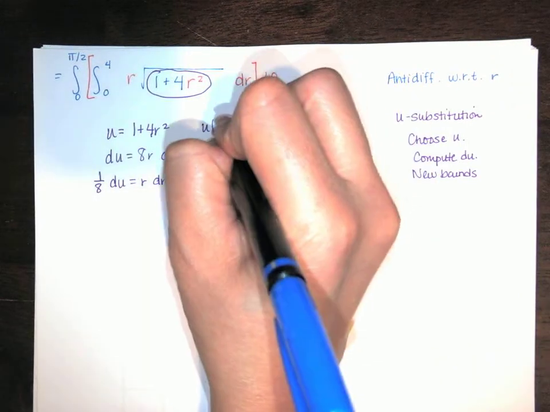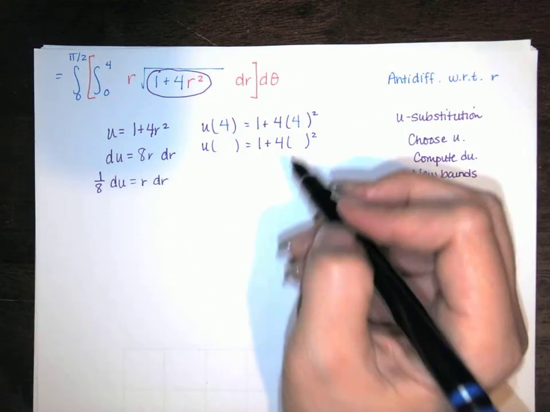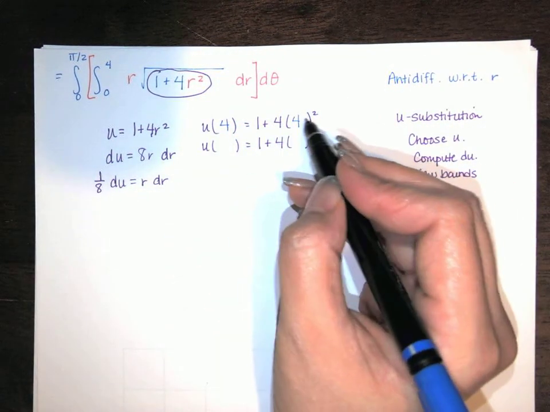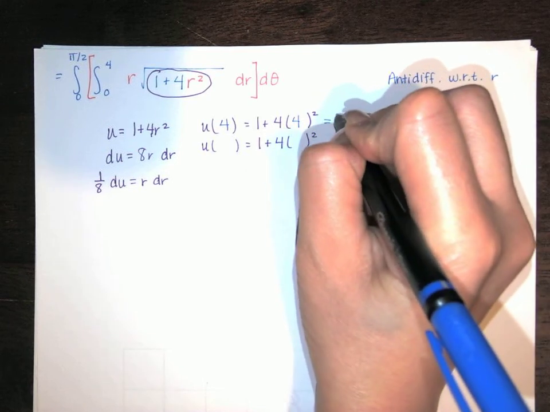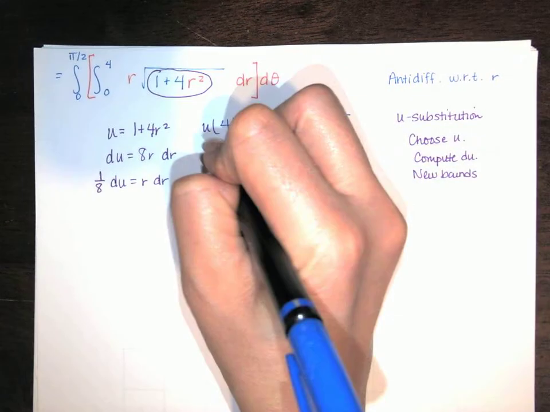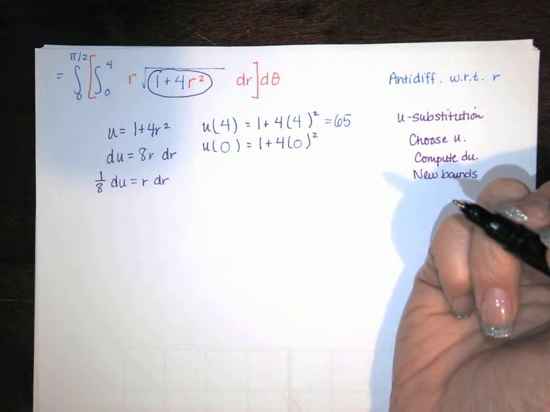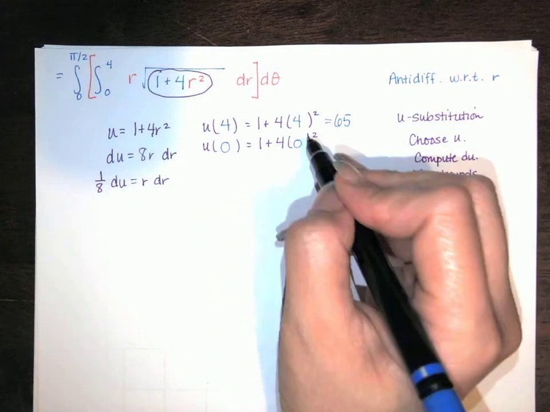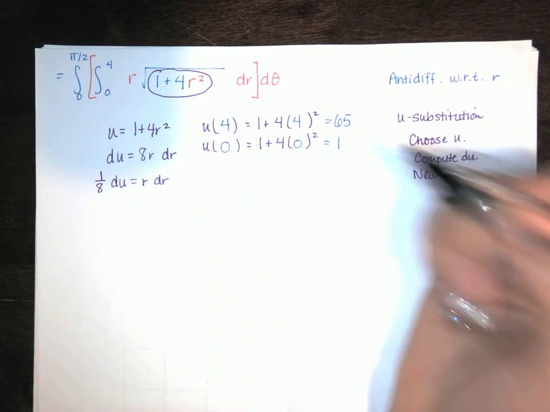When r is 4, we get this. 16 times 4 is 64. 64 plus 1 is 65. That's our new upper bound. And when r is 0, u is 1 plus 4 times 0 squared. So this is 0 plus 1, so we get 1.